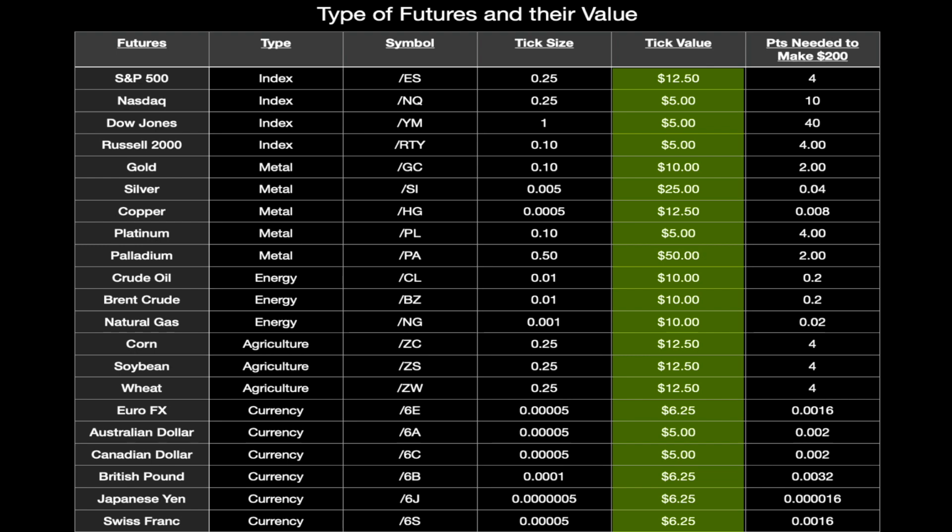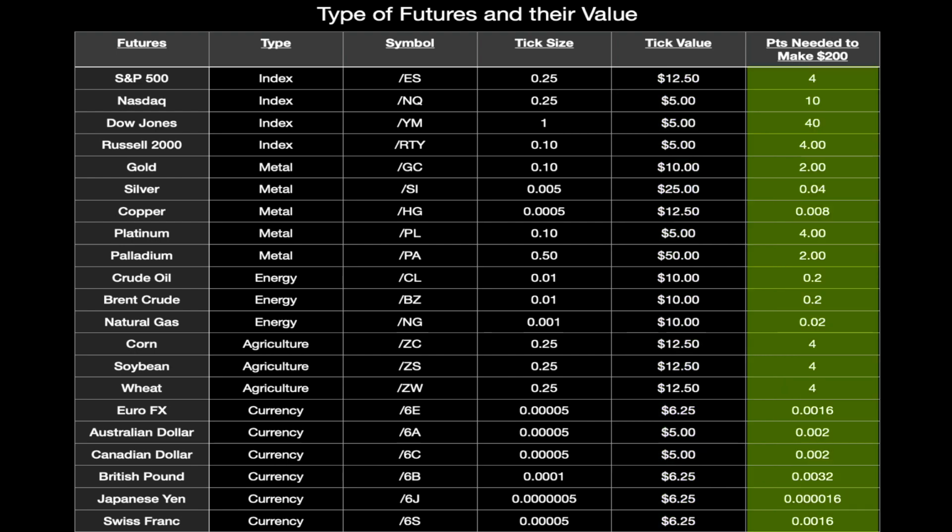The tick value is the amount you'd be making or losing if the trade is going against you based on each tick size. So using the S&P 500 for example, you'd make $12.50 every time it moves up 0.25 ticks if you're going long, or moves down 0.25 ticks if you're going short.